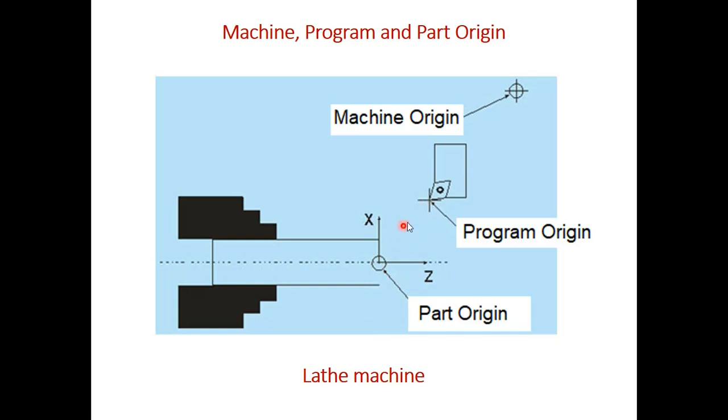Now this point, slightly away from your workpiece, is the program origin. When all the operations, let's say the turning operation here, are over, the tool will come to this position, a slightly safer position with respect to the workpiece. And this is the machine origin, which cannot be changed and is set by the manufacturer. So this is for the lathe machine.